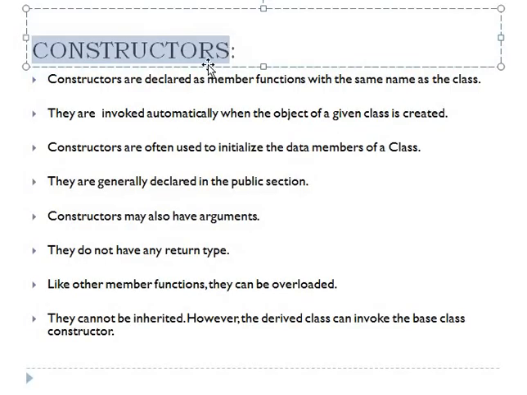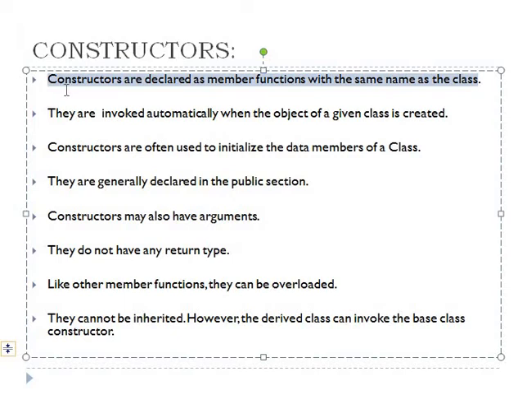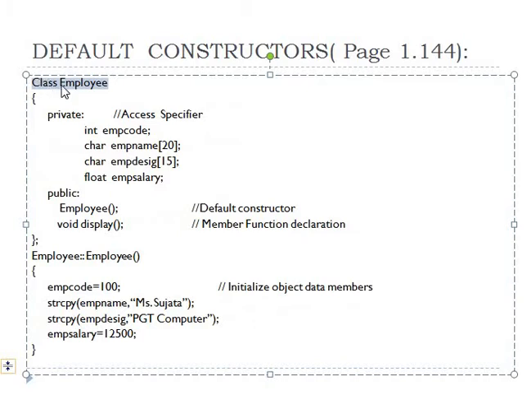Now first try to understand what is a constructor. Now read the first point. It says constructors are declared as member functions with the same name as the class. Now if you look at this class identified by the name employee, this has got two member functions. The first one is employee and the second one is display.